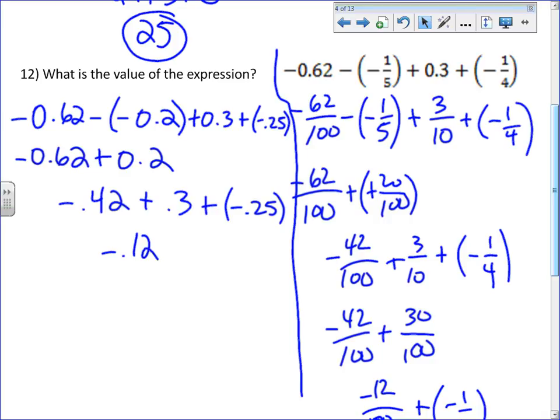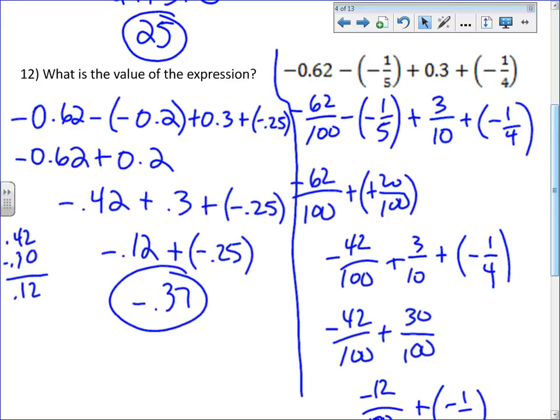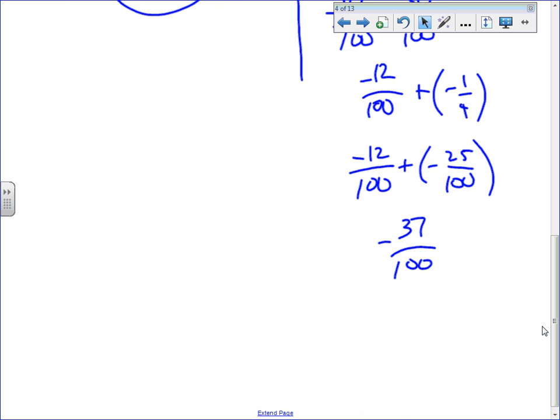I'm not doing it on the screen. That's what I'm going to be doing. Over here, I'll be doing 0.42 minus 0.3. Add a 0 there. We get 0.12. Plus negative 0.25. Negative plus a negative, keep the sign, and negative 0.37, which is the same thing as 37 hundredths. That's how you do that one.